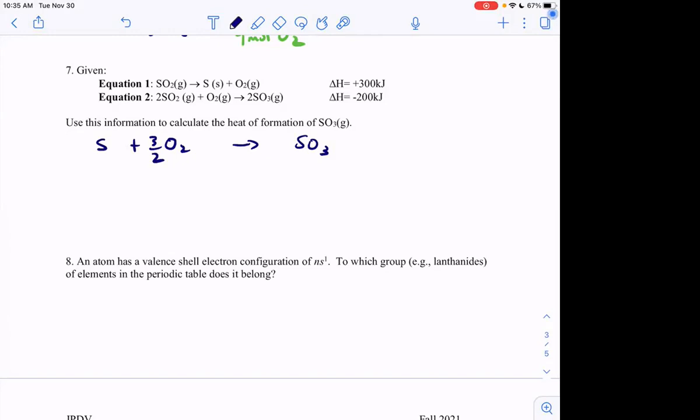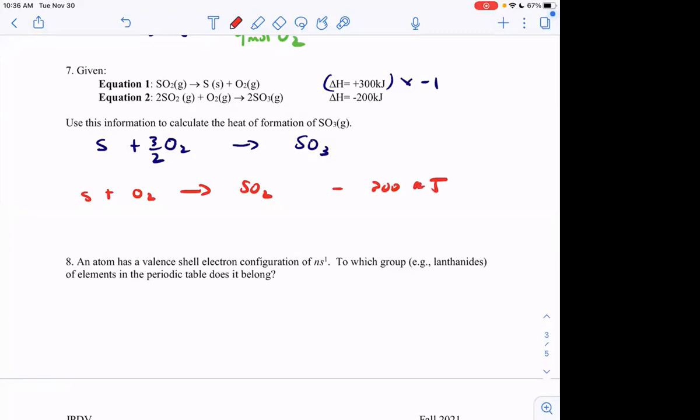Now we have to manipulate those top 2 reactions to add up to the bottom reaction. So what would we do to these? What do you want to do to the first one? Flip it, right? Reverse it. So effectively, we're multiplying this by -1. That gives us S plus O2 goes to SO2, and we're going to have a negative 300 kilojoules.